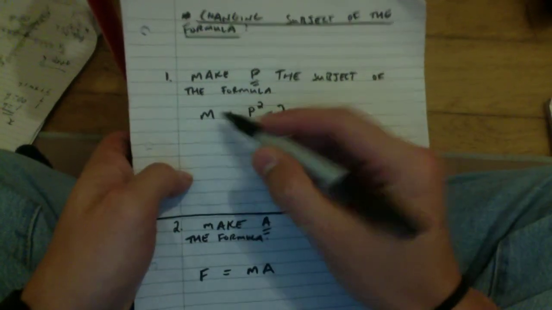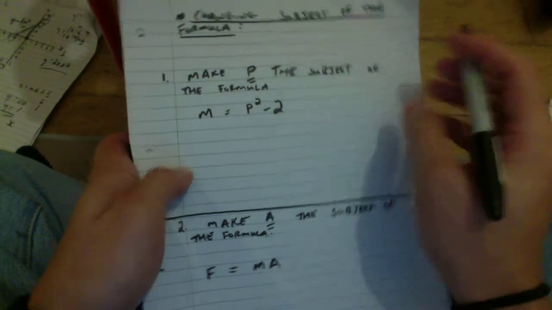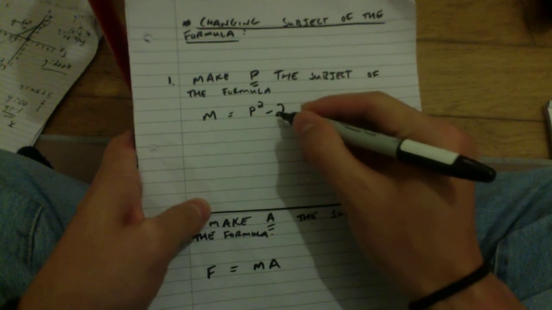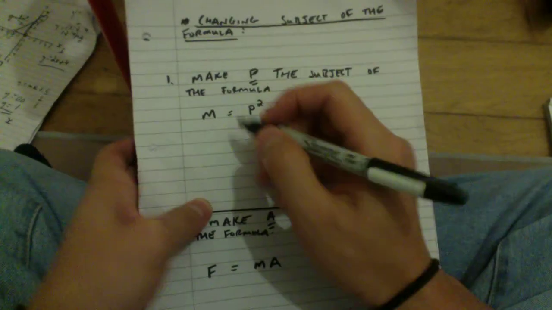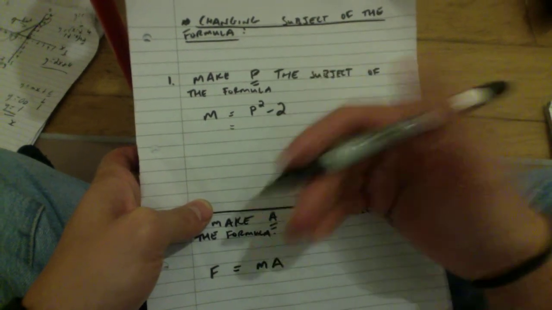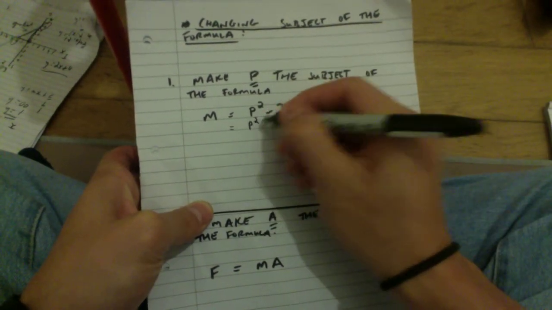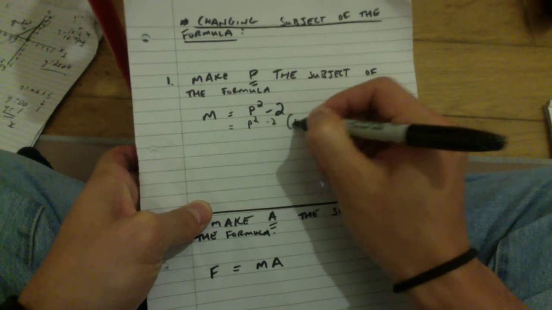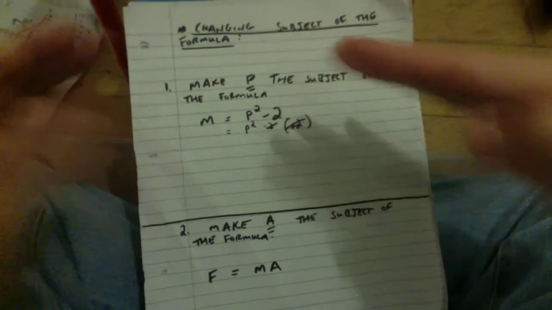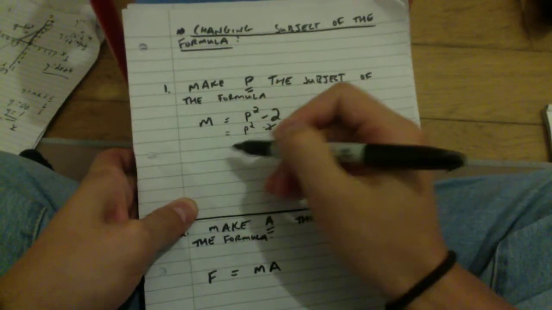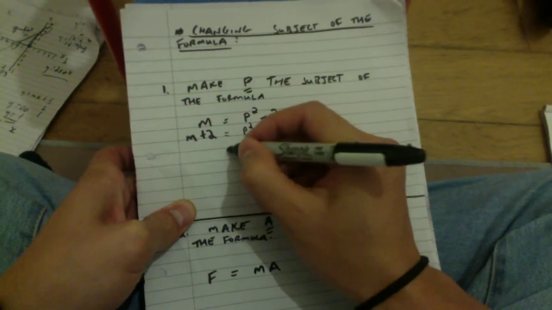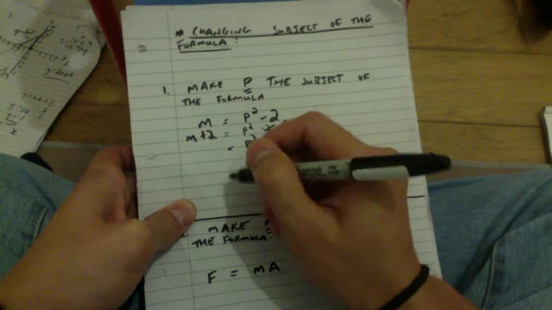That means instead of M being there, you want to have P there. So you need to get P by itself. You need to get rid of this 2, and you need to get rid of the squared expression. So that's a minus 2. How do we get rid of negative 2? You add 2. But what you've got to do on this side, remember it's like a seesaw: whatever you do on this side, you've also got to do on this side. So it's M plus 2, and that leaves you just with P squared.